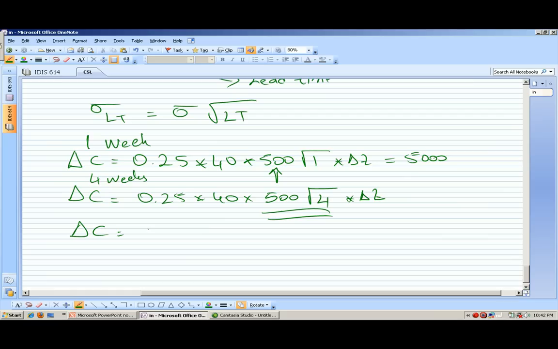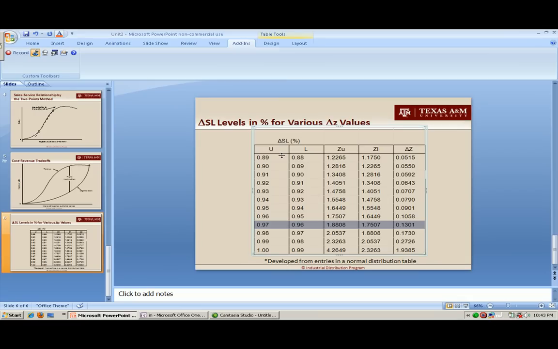In that case, my delta C would be 10,000 delta Z. If I put in this equation, I would find out that delta Z is equal to 0.06. Then I would again go to this table and find the closest number. Probably this would be my closest number, 91%. In that case, I could offer a 91% customer service level to my customers. All right.